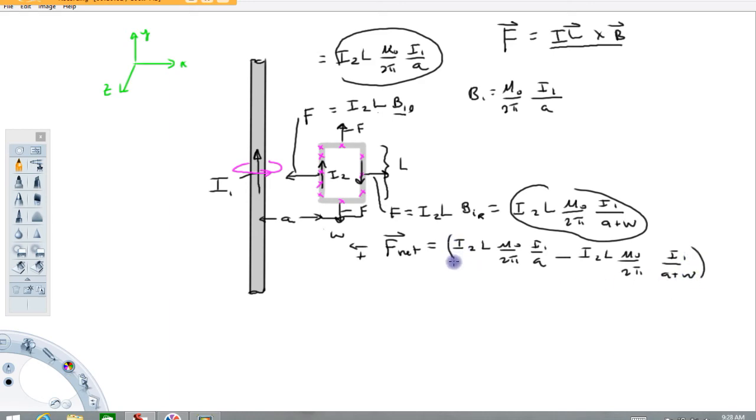And here is an expression for the net force. That net force is to the left. If I want to make a vector out of it, we could say minus I direction with respect to that coordinate system.